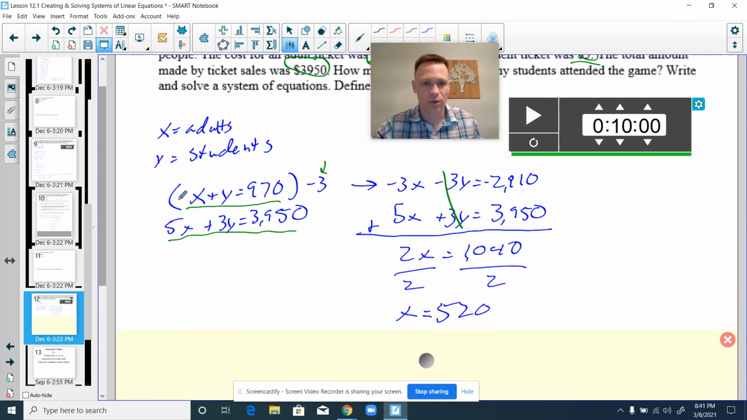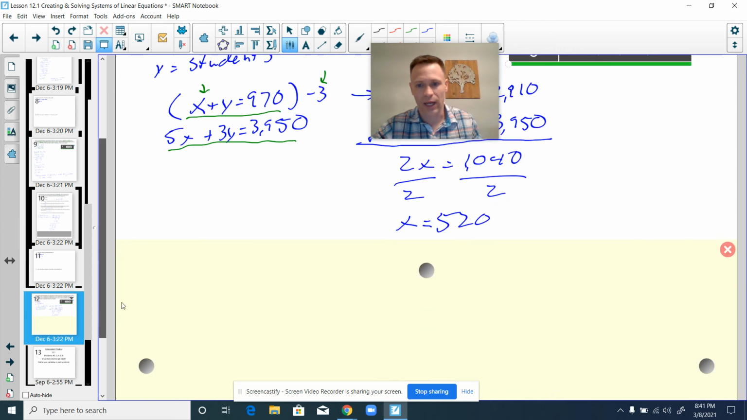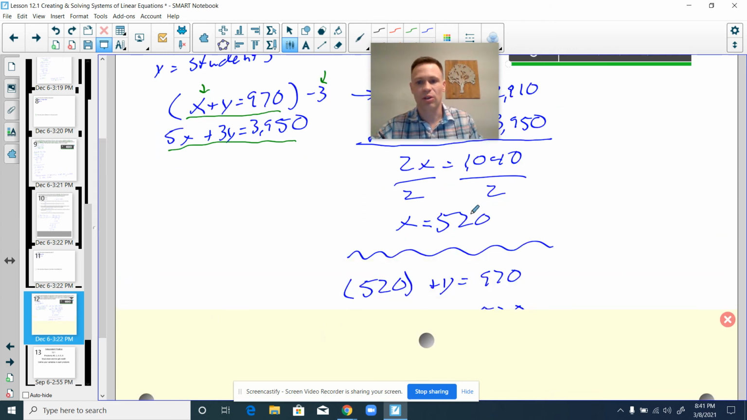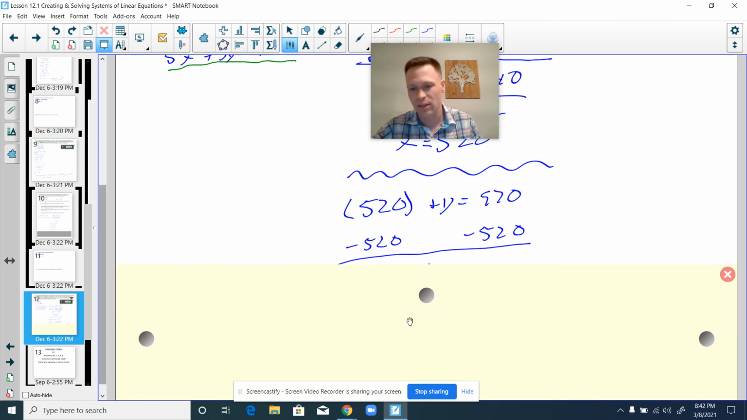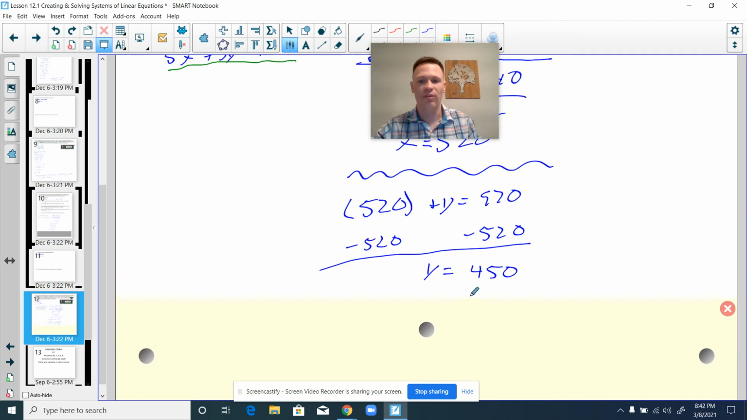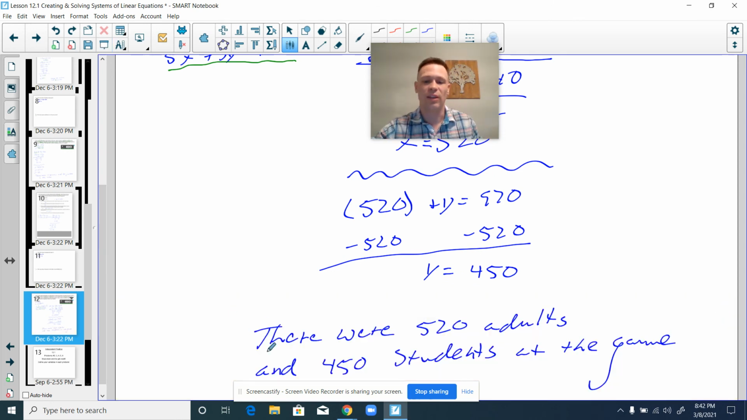So now I would use this equation, the top equation that we worked with there, to solve for y. I did that. So I'm substituting that 520 in for x right here. So 520 plus y is equal to 970. Subtract that 520 from both sides. And I get 450. So y is the number of students. So that means that there are 520 adults and 450 students at the game.